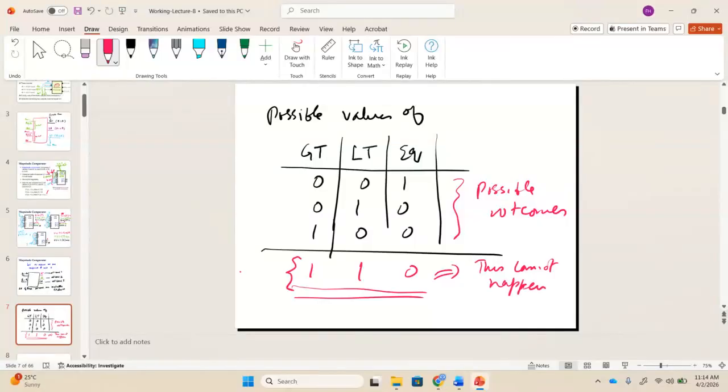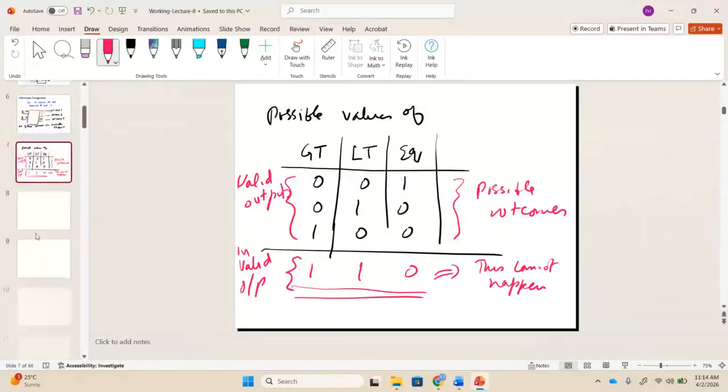Is this a valid output or invalid output? Help me. Invalid. These are invalid outputs, and these are valid outputs. Any question?